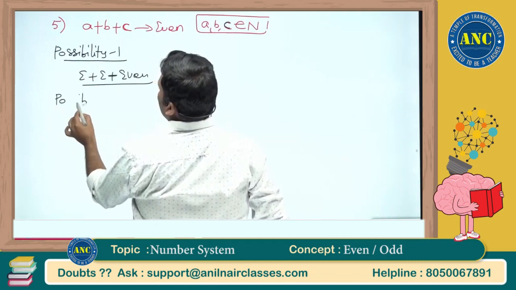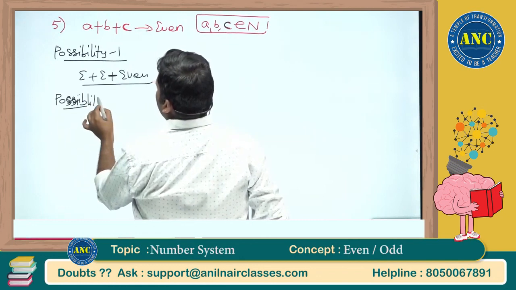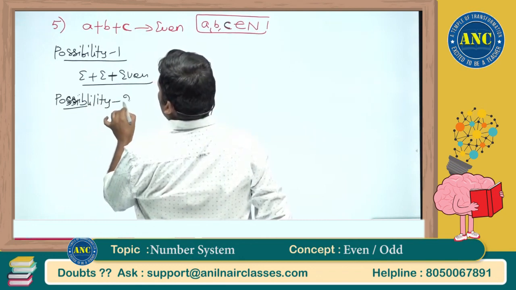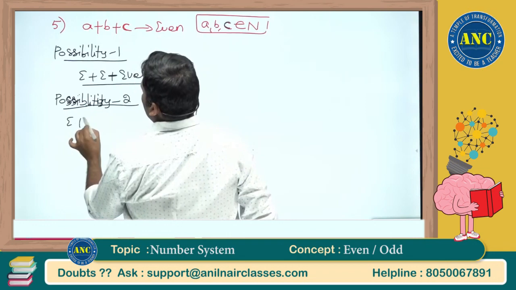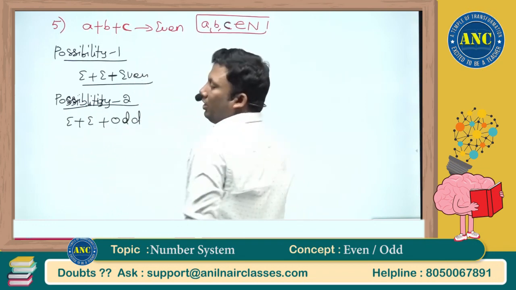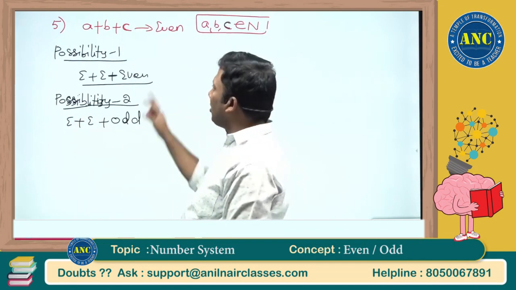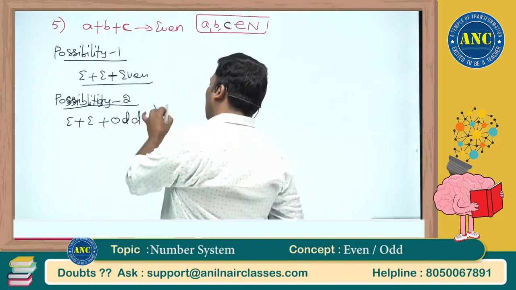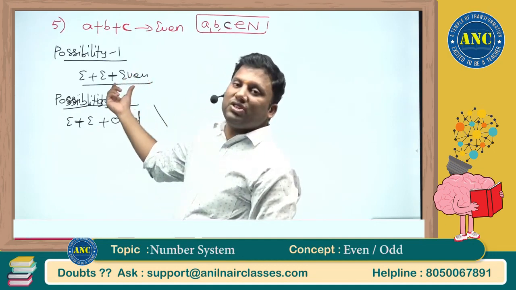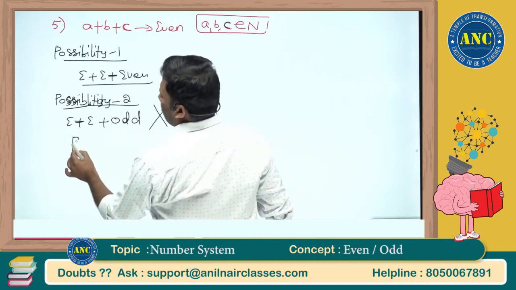Next one, possibility 2. Let me take two as even and another as odd. Three are even, I took. Now I'll take two even. Even plus even is even. Even plus odd is odd, but it is given as even. This is not possible. Three variables even I took, then two variables even, this case is not possible.